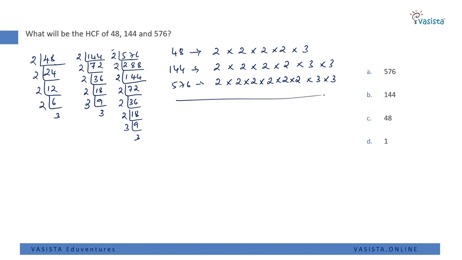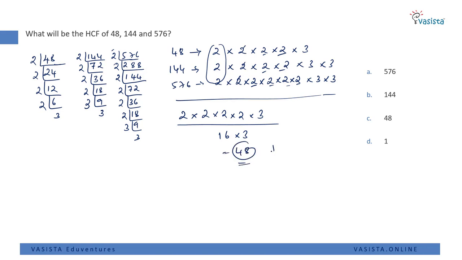Now you are supposed to select the common ones. Here 2 is there, so I'll take 2, again 2, 2, 2. Only the common terms you need to take. The next 2 is not there in 48, so you need to leave this also. Now only one 3 is common, so into 3. Now multiply: 2 2s are 4, 4 2s are 8, 8 2s are 16, into 3, that is going to be 48.